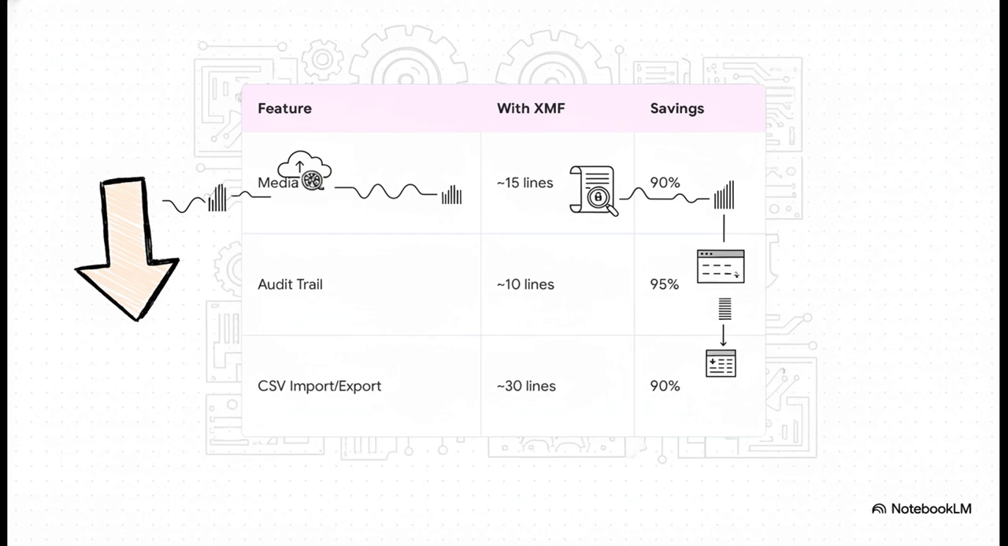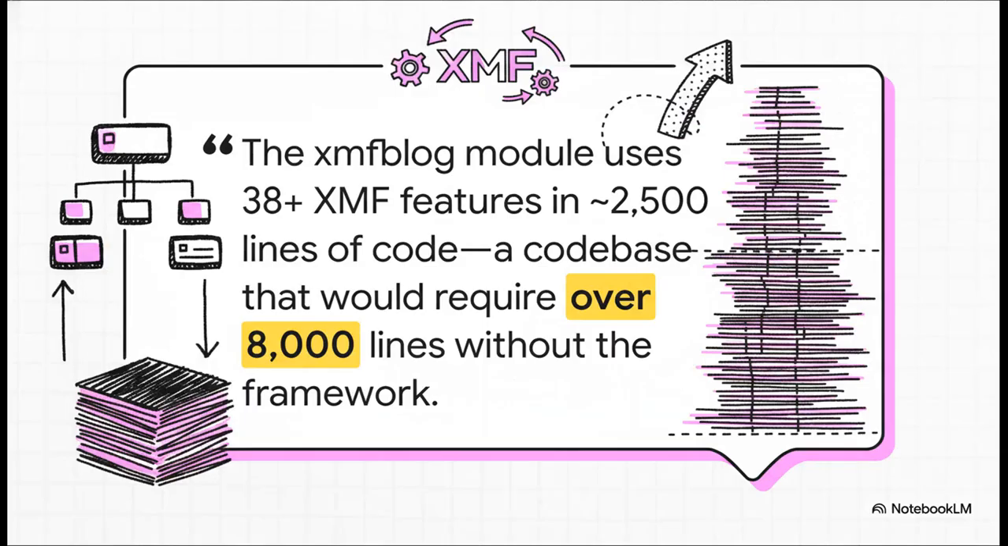We're not talking about small improvements here. We're talking about a massive boost in productivity. To put a final point on it, look at the reference blog module. It uses more than 38 different XMF features, and the whole thing is written in about 2,500 lines of code. To get that same functionality the old way, you'd be looking at over 8,000 lines of code. It's an absolutely staggering difference.